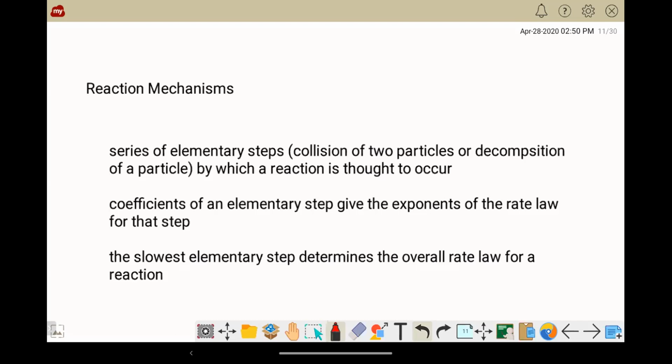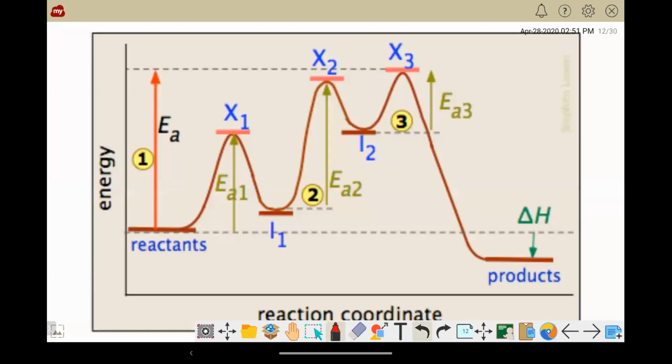The coefficients of an elementary step do give the exponents of the rate law for that step and that step only. And the slowest of the elementary steps determines what the overall rate law for a reaction is going to be. I think that's the key thing to walk away with from a mechanism idea: it's the slow step that determines what we have to consider, what reaction is going to happen. So here is an energy profile for a reaction.